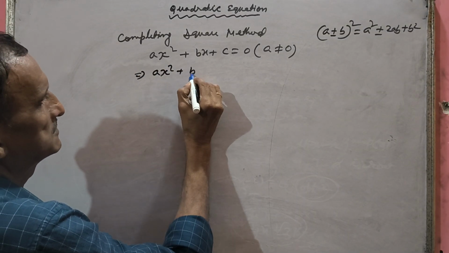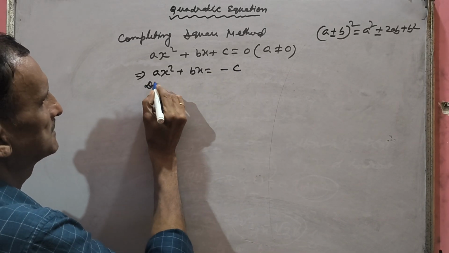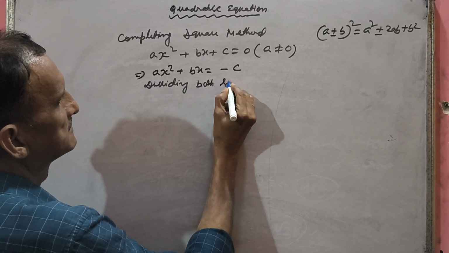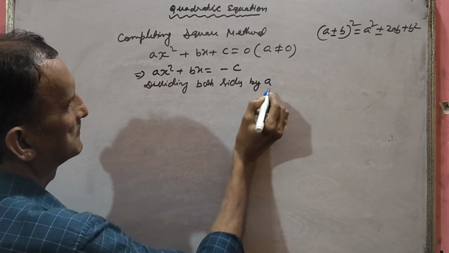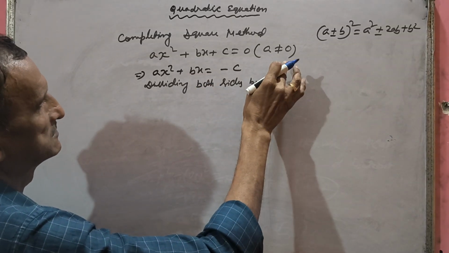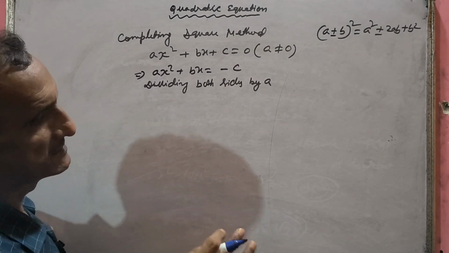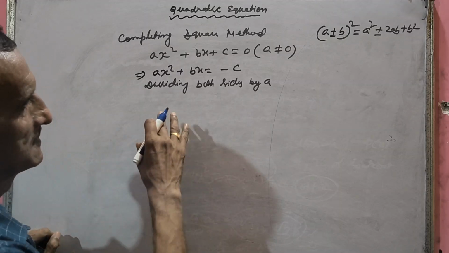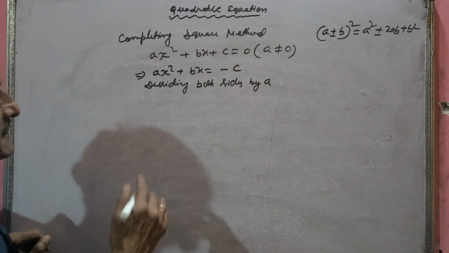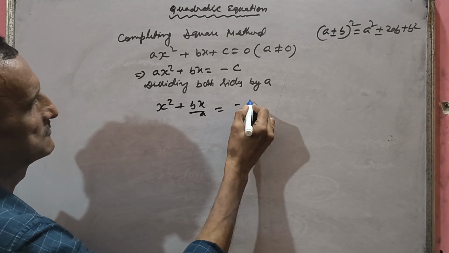In the first step, what we will do? Transpose minus c to this side. Now divide both sides by a. What will we get? We can divide both sides by a, since a is not equal to 0, it is very clear. Otherwise, division by 0 is not defined, so you can't write this unless it is provided that a is not equal to 0. Now we divide both sides by a, and we get x square plus bx by a is equal to minus c by a.